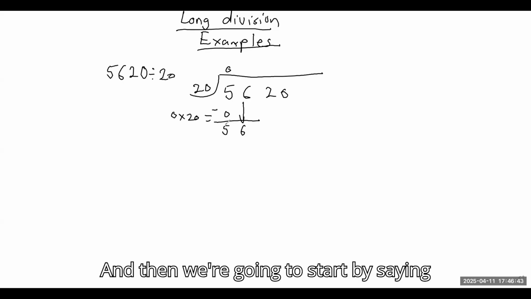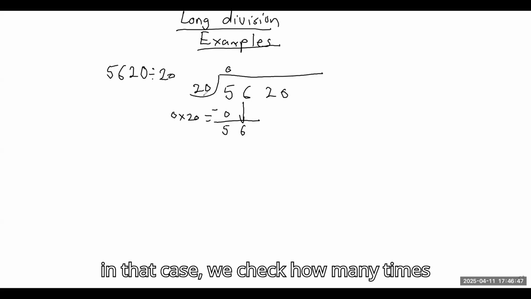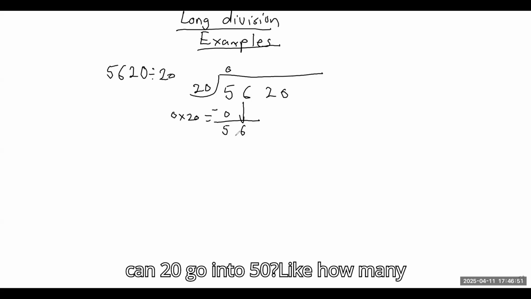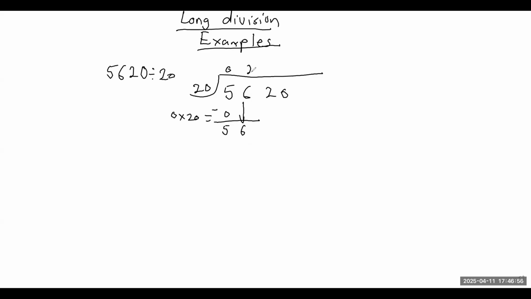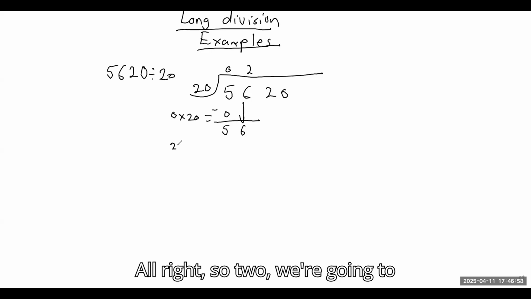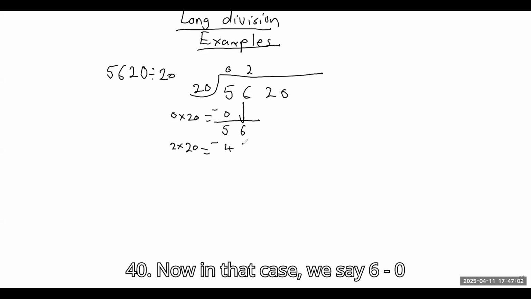And then we're going to start by saying 56 divided by 20 gives us how much? So in that case, we check how many times can 20 go into 56? Like how many 20s are in 56? There's only 2. All right, so 2, we're going to multiply it with the driver. It's going to give us how much? It's going to give us 40.